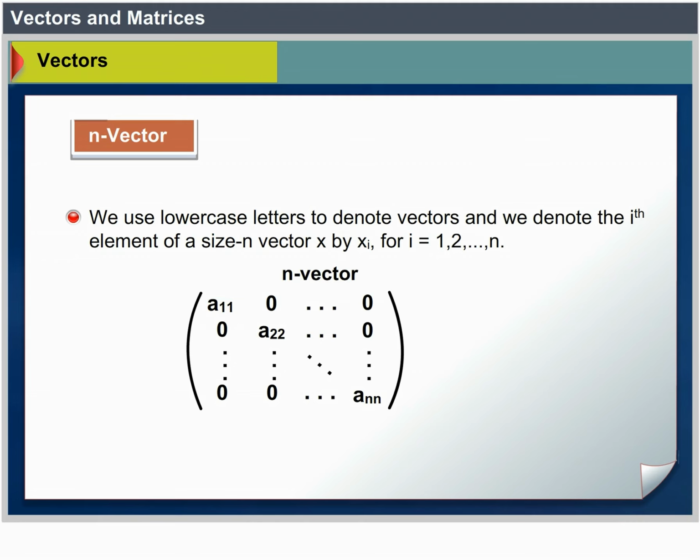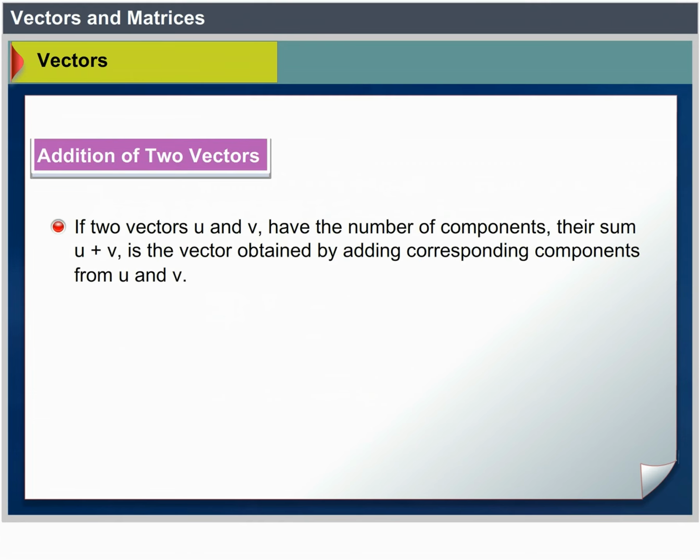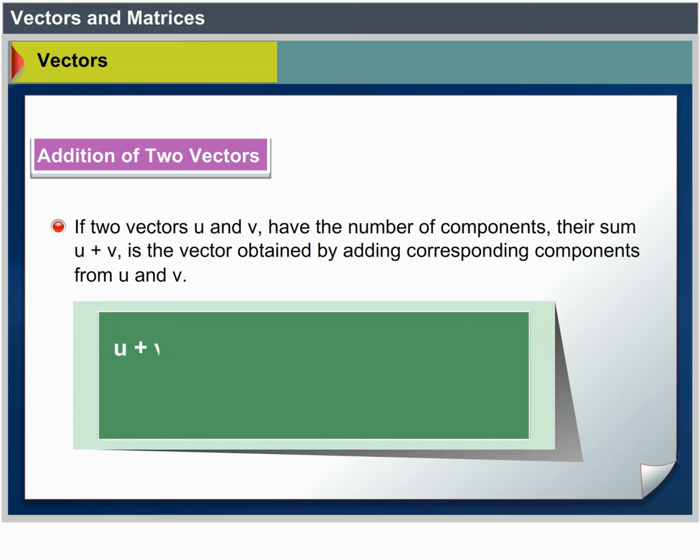Addition of two vectors. If two vectors u and v have the same number of components, their sum u + v is the vector obtained by adding corresponding components from u and v. u + v = (u1, u2, up to un) + (v1, v2, up to vn) = (u1 + v1, u2 + v2, up to un + vn).